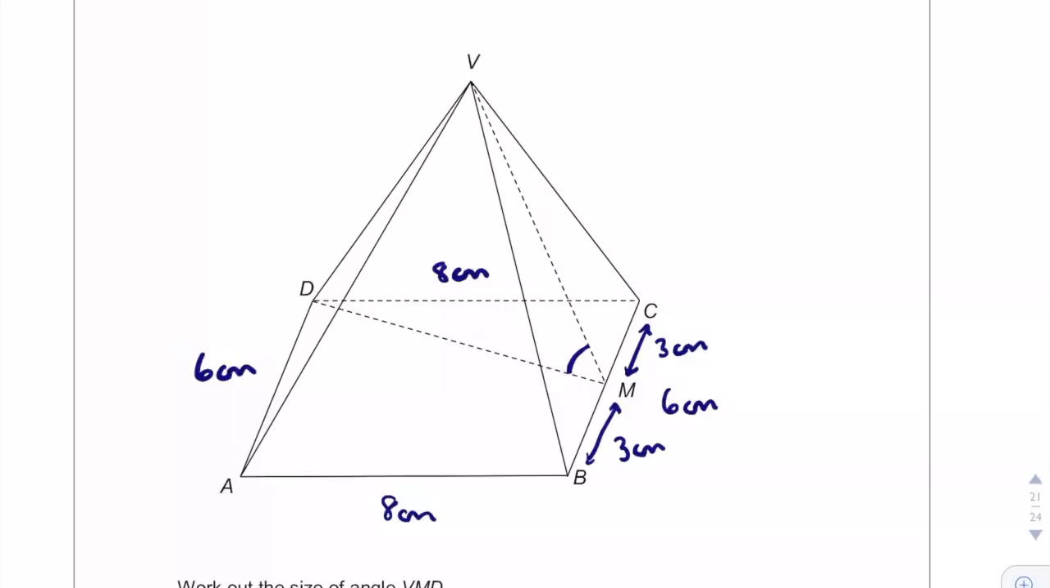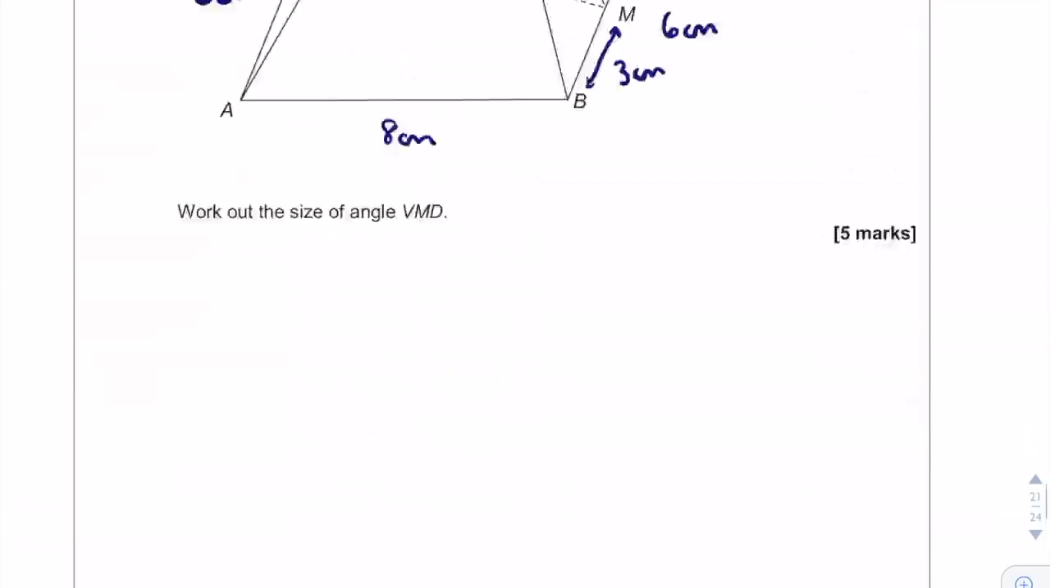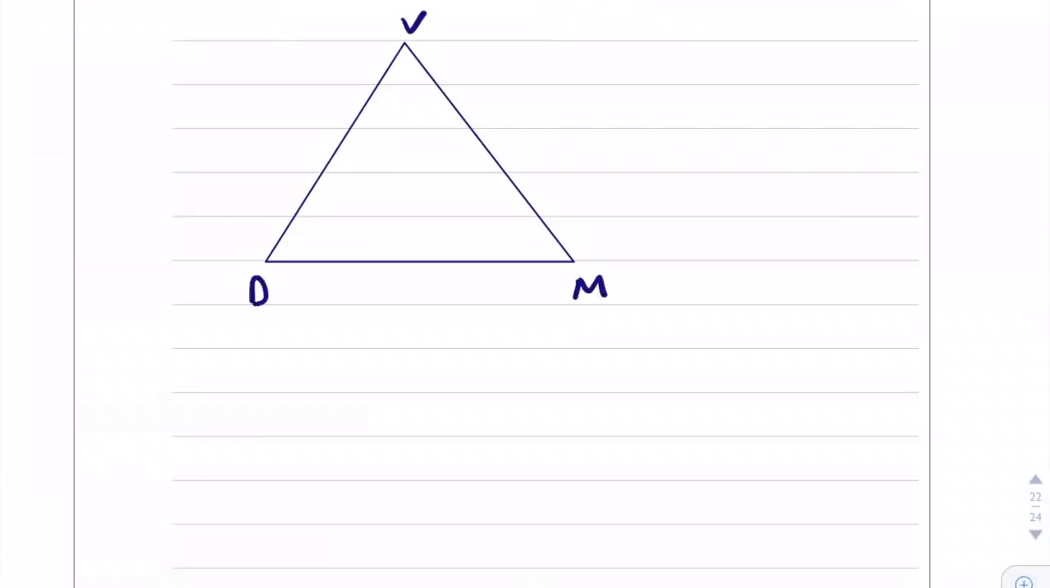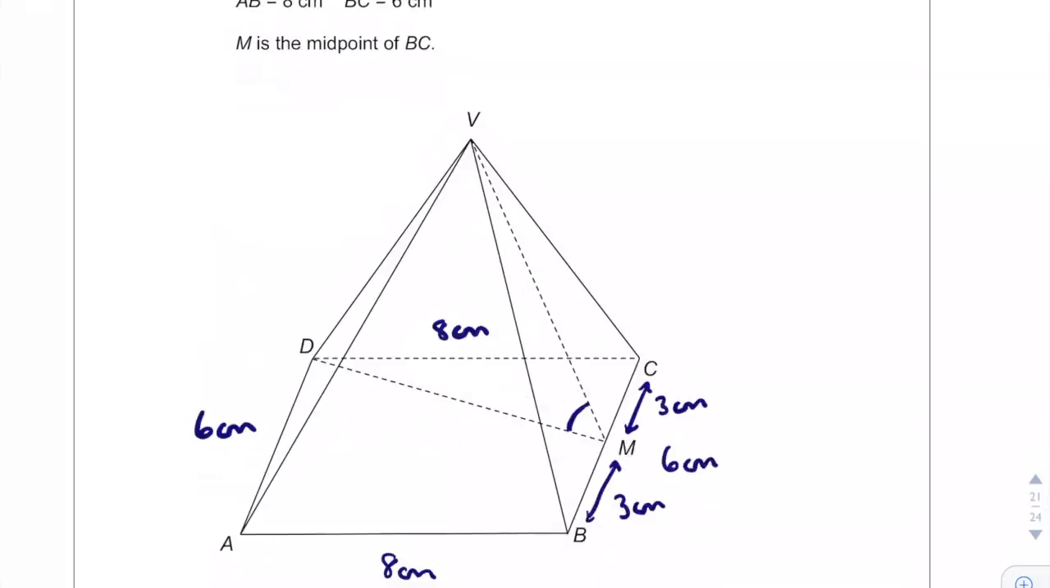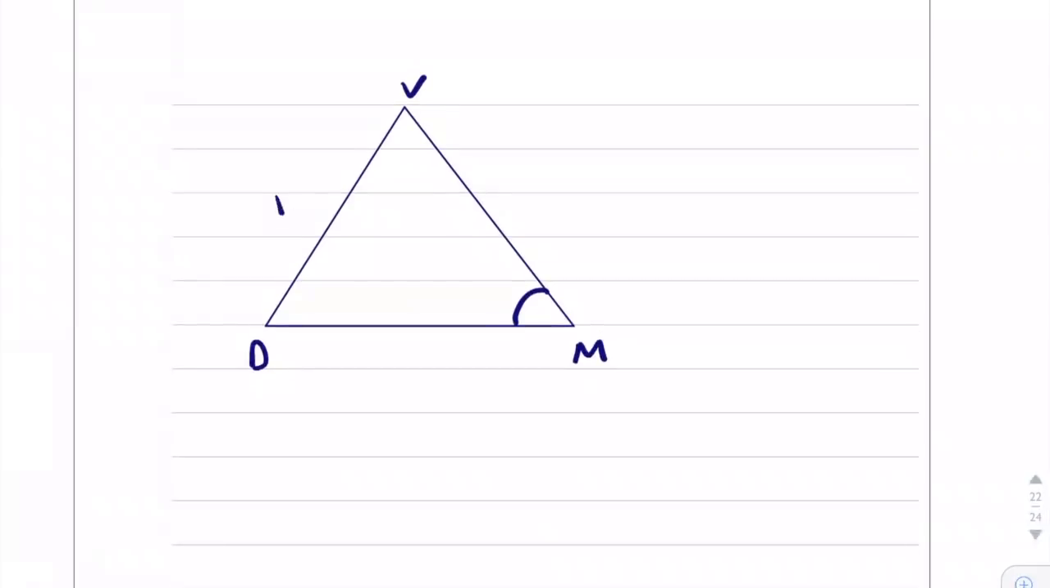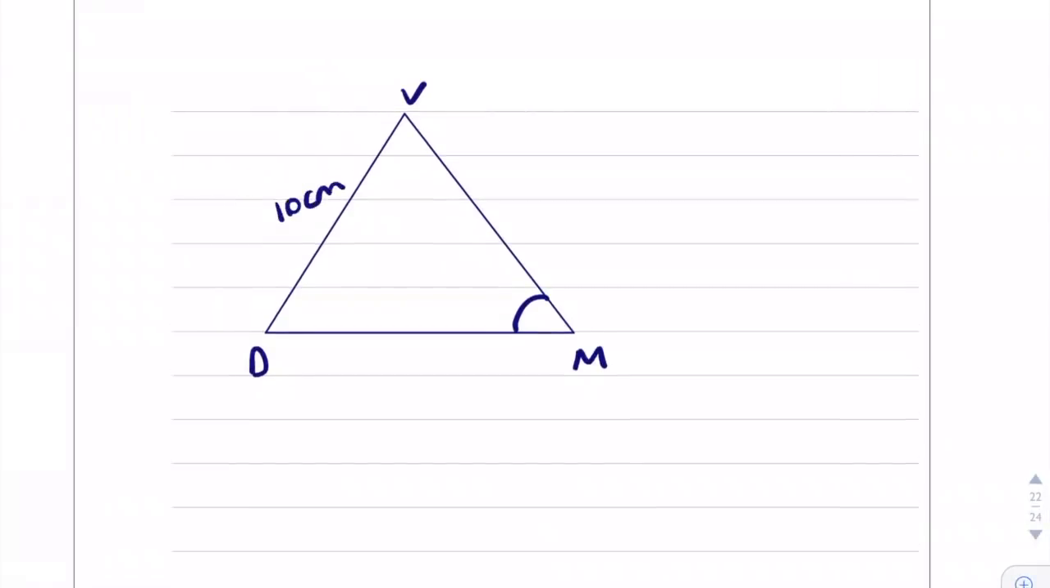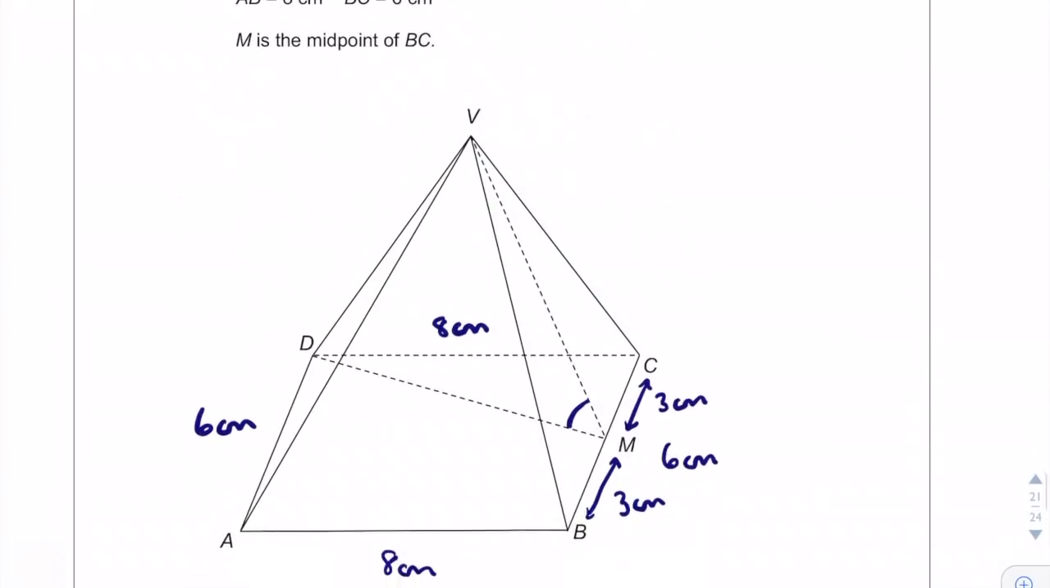Now, how are we going to find the angle VMD? Well, what we're going to need to do is, let's think about the triangle VMD. And I'm going to draw that on here. So that's V, that's M, and that's D. This is the angle we're trying to find. Now, at the moment, we know that VD is 10 centimetres, so we can draw that on our diagram. This is going to be 10 centimetres. We don't know what DM is, or we don't know what VM is.